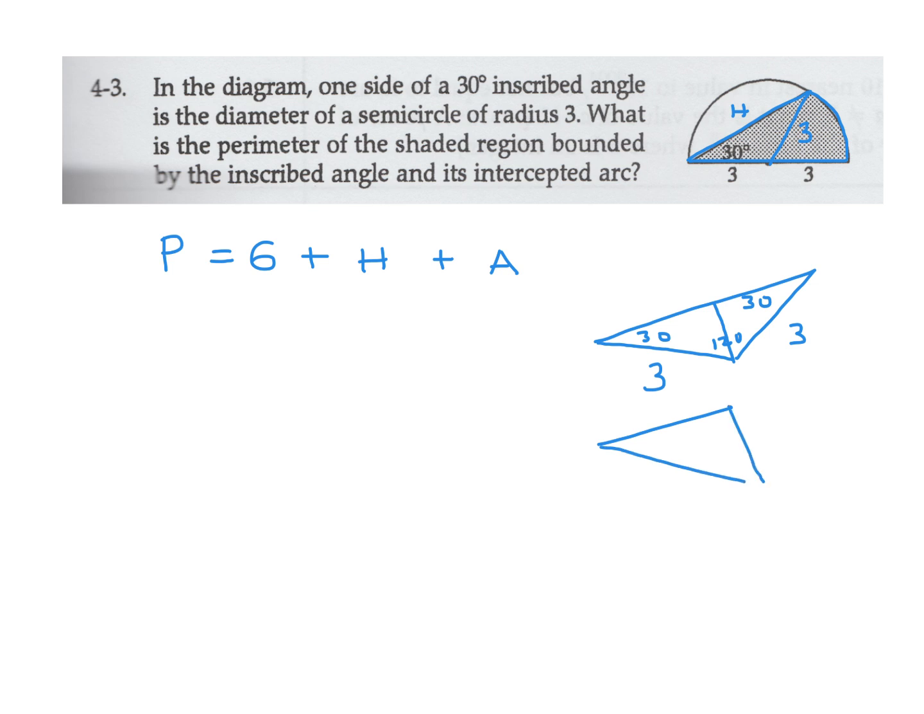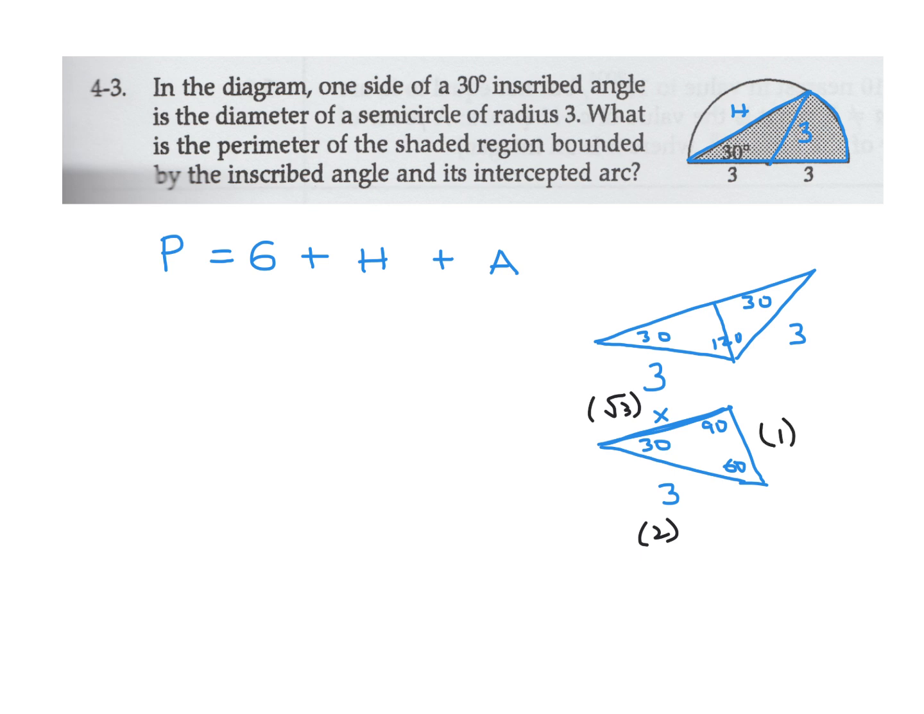Okay, and then if I cut it in half like that, it becomes a 30, 60, 90 triangle, and that's 3. Then I'm interested in this side here, so I'll call that x. As you know, the ratio of the sides of a 30, 60, 90 triangle are 2, 1, and root 3, I believe. So root 3 and 1.